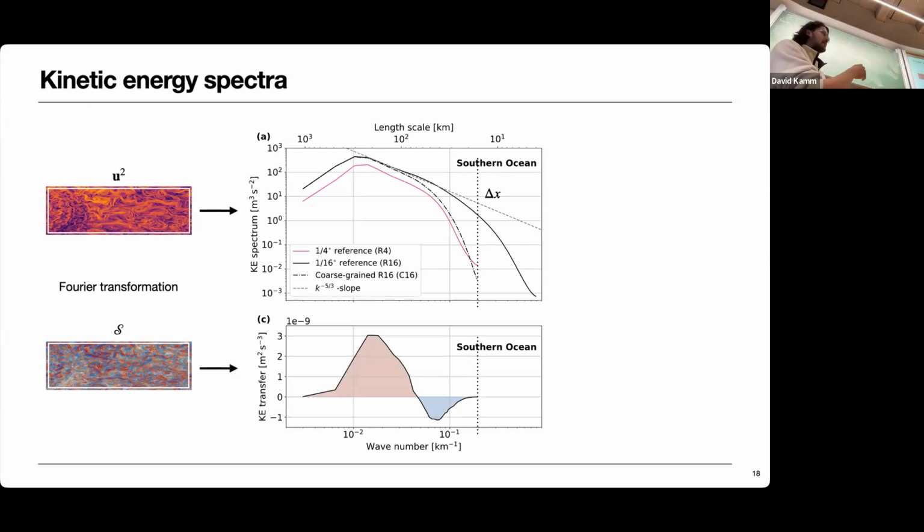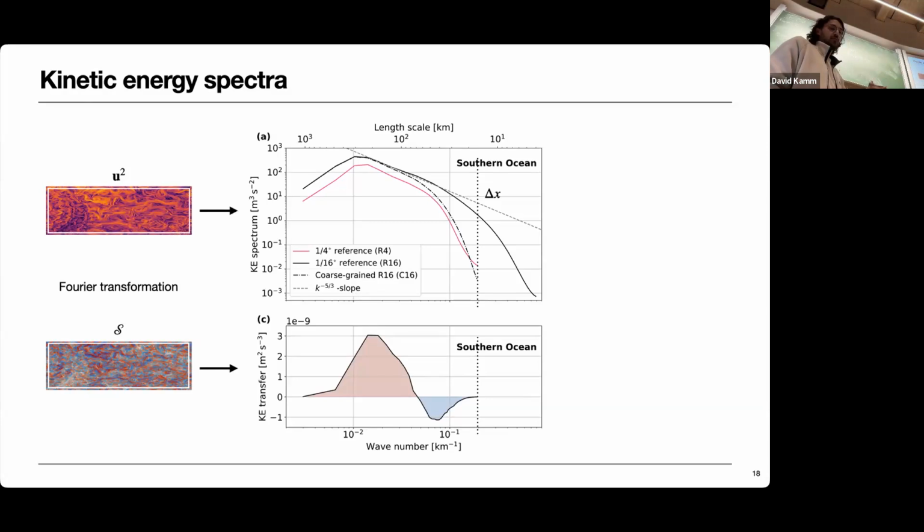This is also why the black line, the high resolution run, extends further to the right, because it resolves smaller scales. But what you can also see is that at all the length scales, the high resolution run is more energetic. And even after coarse graining, at the large scales, most of this kinetic energy is retained. And this is what we're trying to achieve with the coarse models as well.